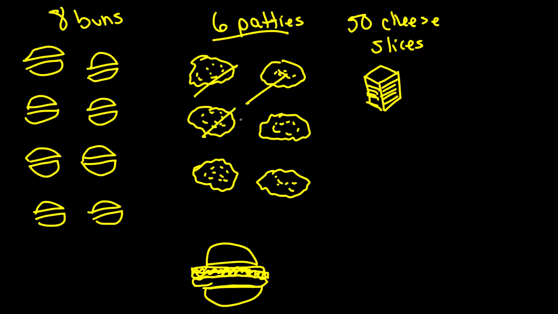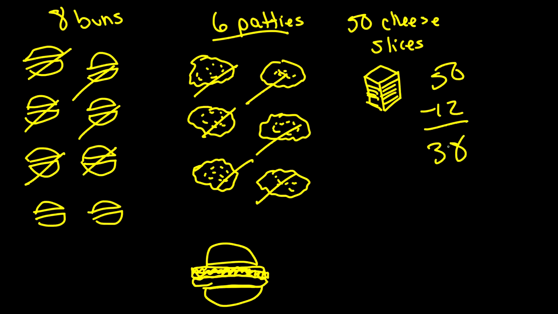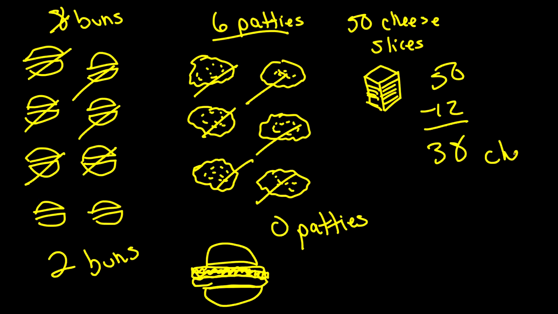Once I use these 6 patties and I use those 6 buns to go with it, and I use 12 pieces of cheese, I'm going to have left over 2 buns, 0 patties because I used them all, and 38 pieces of cheese. So my patties here were my limiting ingredient or my limiting reactant. I still got buns and cheese left over, but I don't have any patties left. So I can't make any more hamburgers.